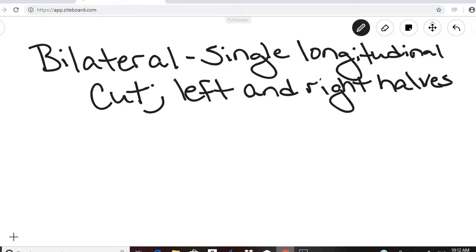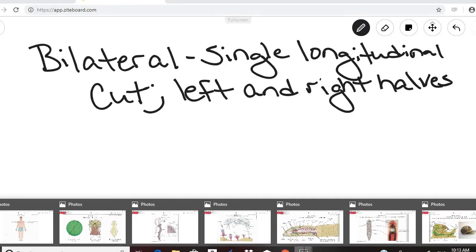So humans have bilateral symmetry. We have 2 eyes, 2 ears, 2 legs, 2 arms. So any longitudinal cut through the center will result in equal left and right halves. Now, obviously, internally, you're not going to get equal left and right halves because some organs fall more on the left side of the body and some organs fall more on the right side of the body, but in terms of the external structure, you will get equal right and left halves.